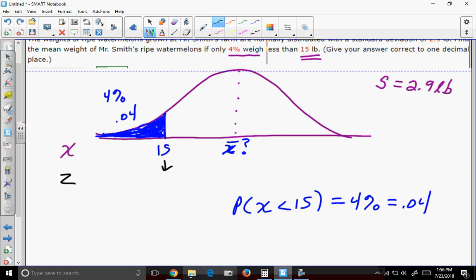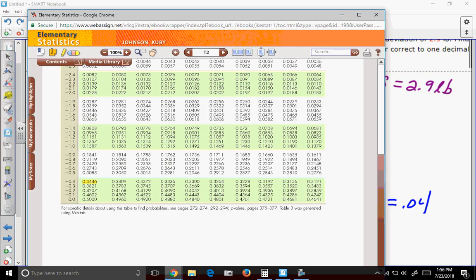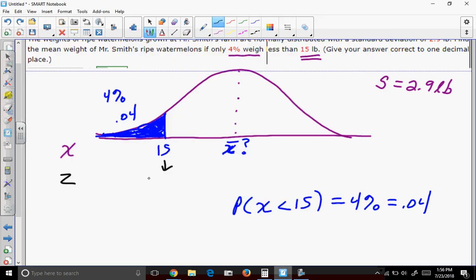So if we look up an area of 0.04 in the table, here's 0.0401, that's really, really close to 0.04. That corresponds to a Z value of negative 1.7, 1, 2, 3, 4, 5. So negative 1.75. That is the Z value that would have 4% in the left tail.